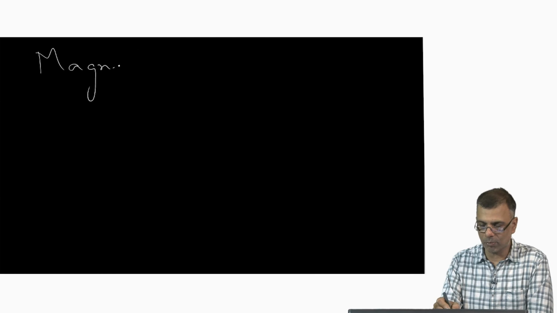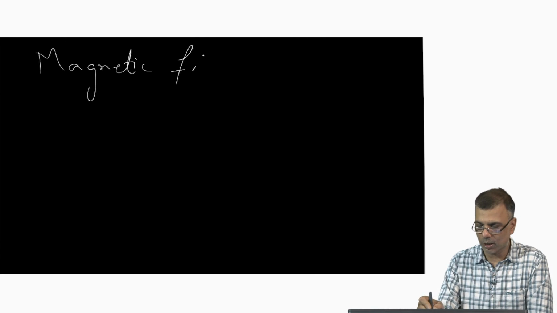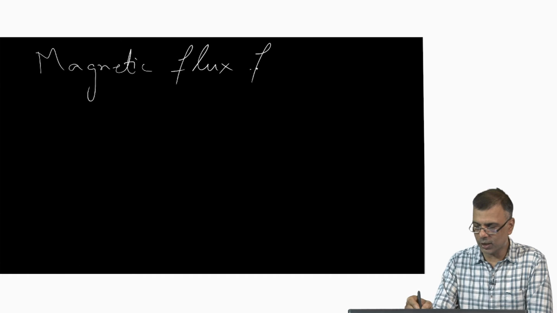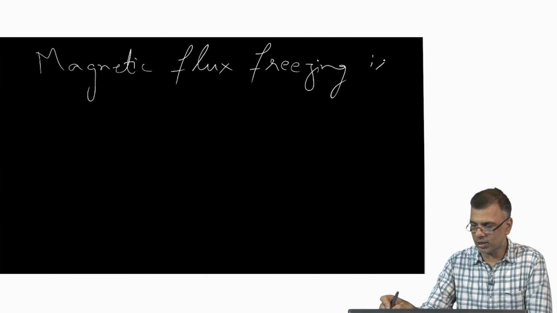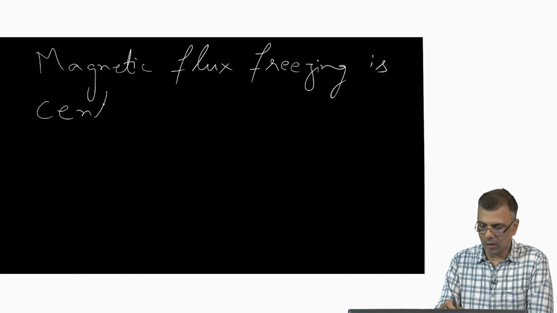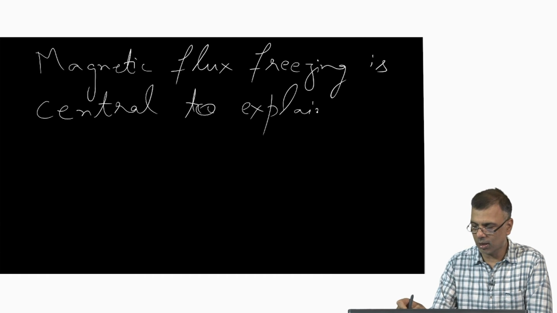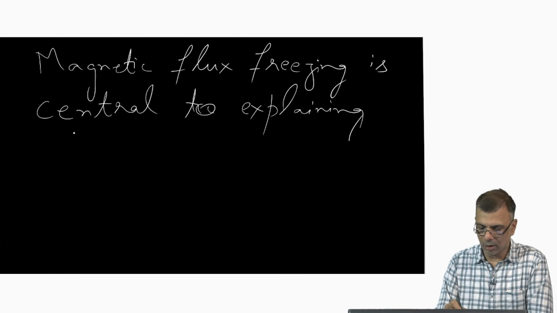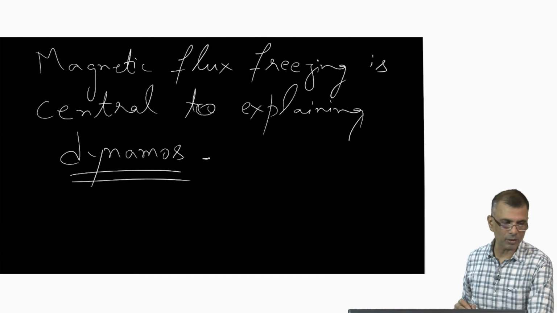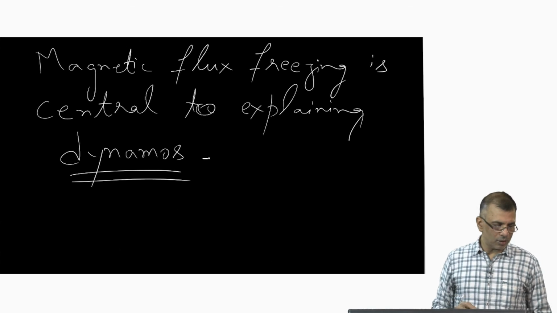So, the point is, magnetic flux freezing is central to explaining dynamos, magnetic dynamos in astrophysical situations.